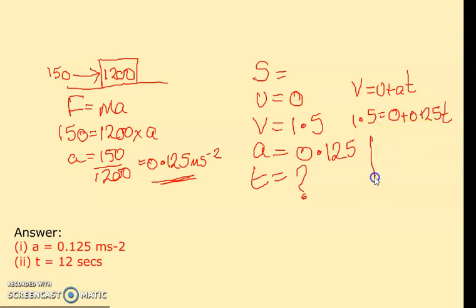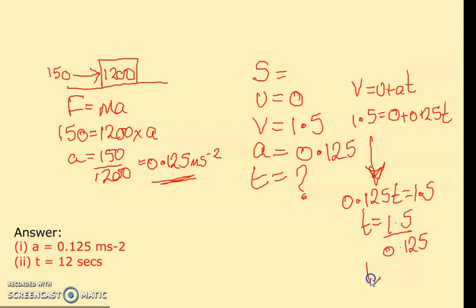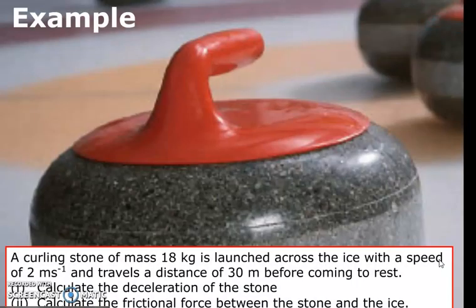And obviously from here, if I just move it down here a bit, I get 0.125 T is equal to 1.5. And by division again, T equals 1.5 divided by 0.125. And again, on your calculator, you'll see that T equals 12 seconds. So, I mean, to be honest, those two questions are almost identical. So let's hope there's a little bit more variety in this question.